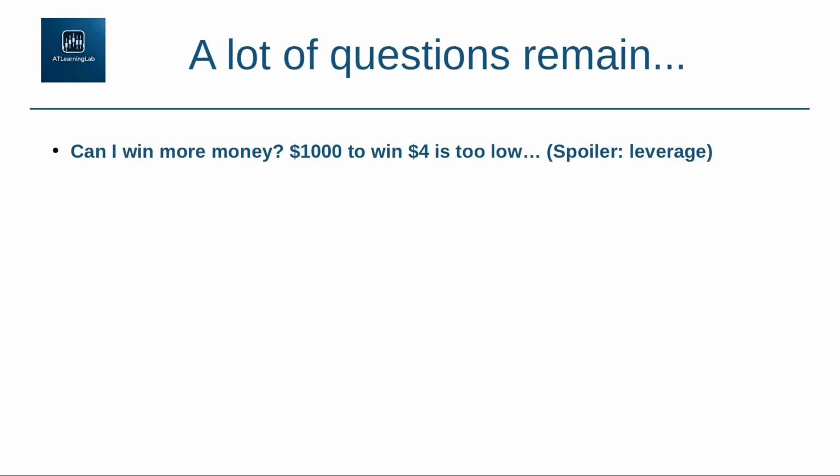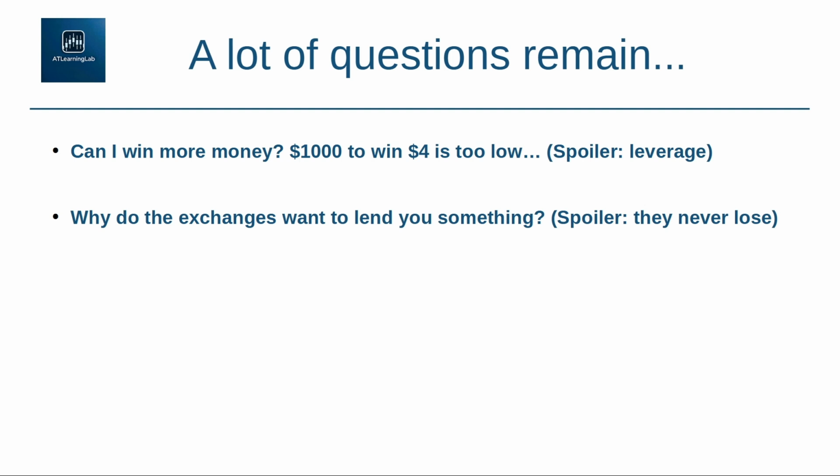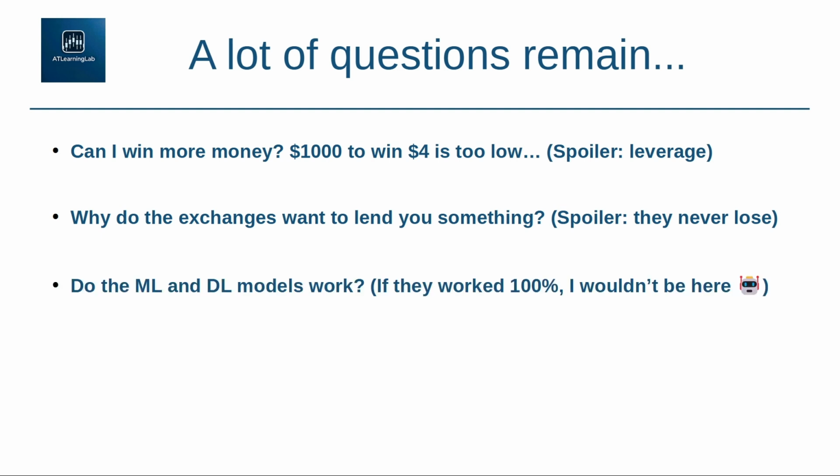But a lot of questions remain. For example, can I win more money? Because using $1,000 to win $4 is too low. And we will see in the future there is something called leverage that can help here. Then, why do the exchanges want to lend you something? Why can they lend you potatoes or Bitcoin? Actually, if they do it, it's because they always win, they never lose. And finally, do the machine learning and deep learning models work? Well, if they worked at 100%, I wouldn't be here, I assure you.